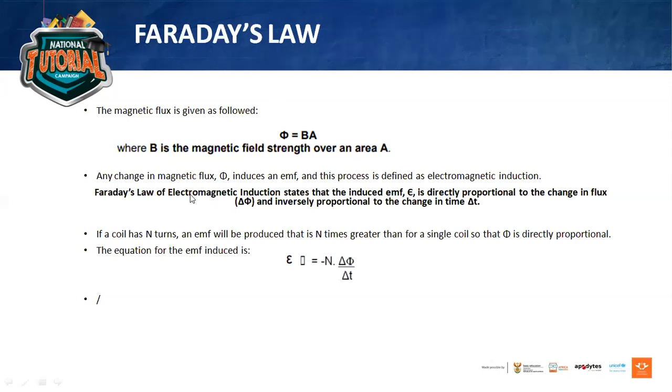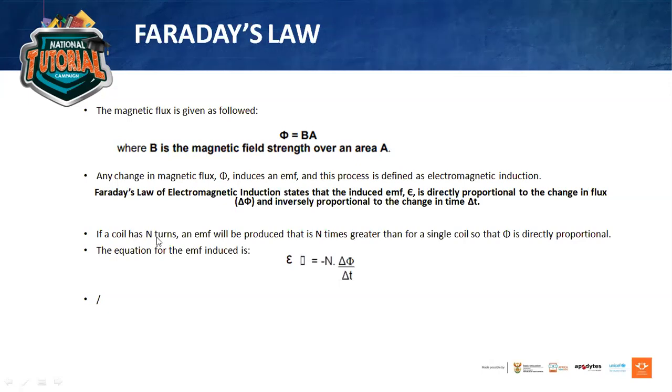So Faraday's law of electromagnetic induction states that the induced EMF, which is shown by this sign, is directly proportional to the change in flux, and inversely proportional to the change in time. There has to be a change in flux for the EMF to be induced. You can't just have a constant flux. If it's a constant flux, then it's no longer electromagnetic induction. Electromagnetic induction is when a change in magnetic flux induces an EMF.